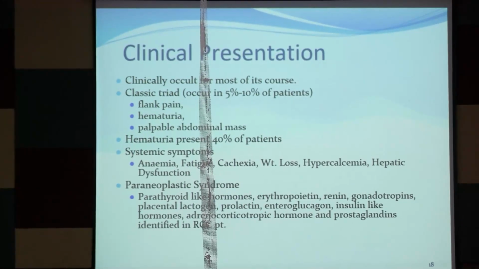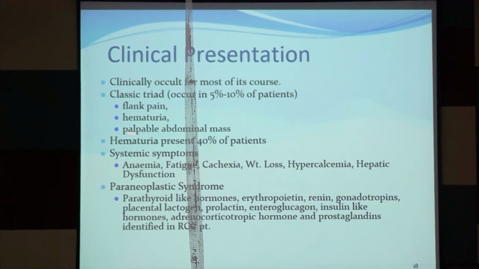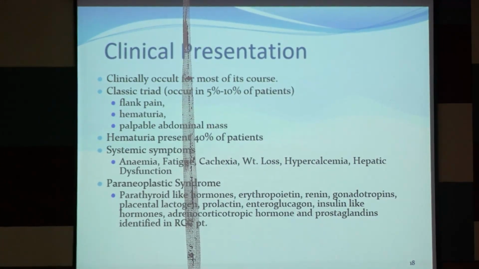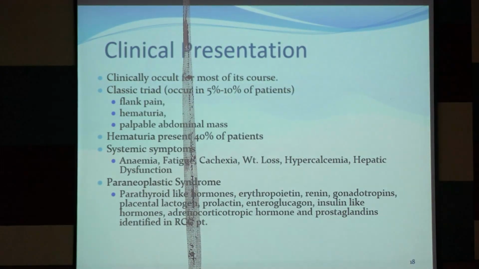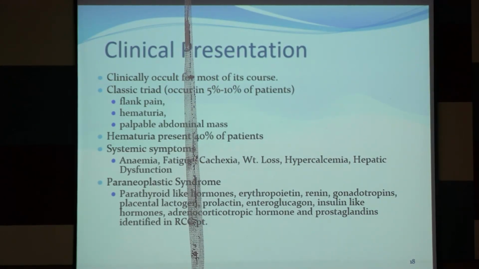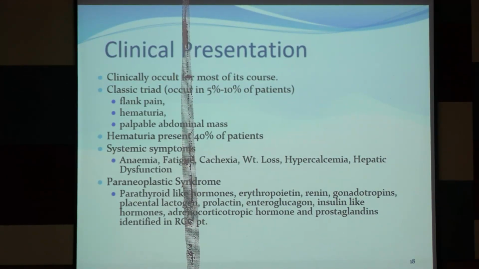What is the most common symptom? That is hematuria. Second most common symptom, flank pain. Third is the palpable abdominal mass. Apart from that, the most important thing that we need to know is presence of paraneoplastic syndrome. So there are certain hormones which are basically secreted by the tumor itself. So this particular thing leads to certain syndromes, which are the paraneoplastic syndromes.